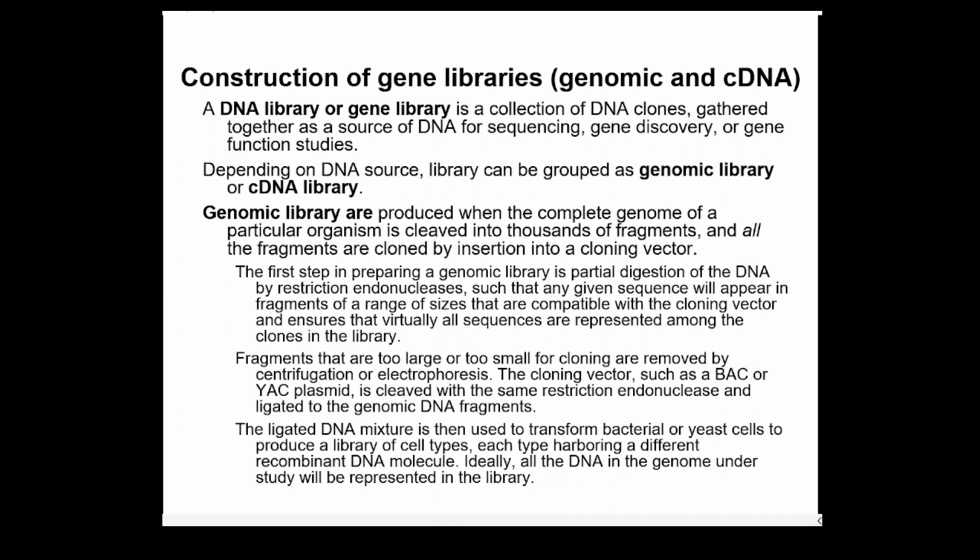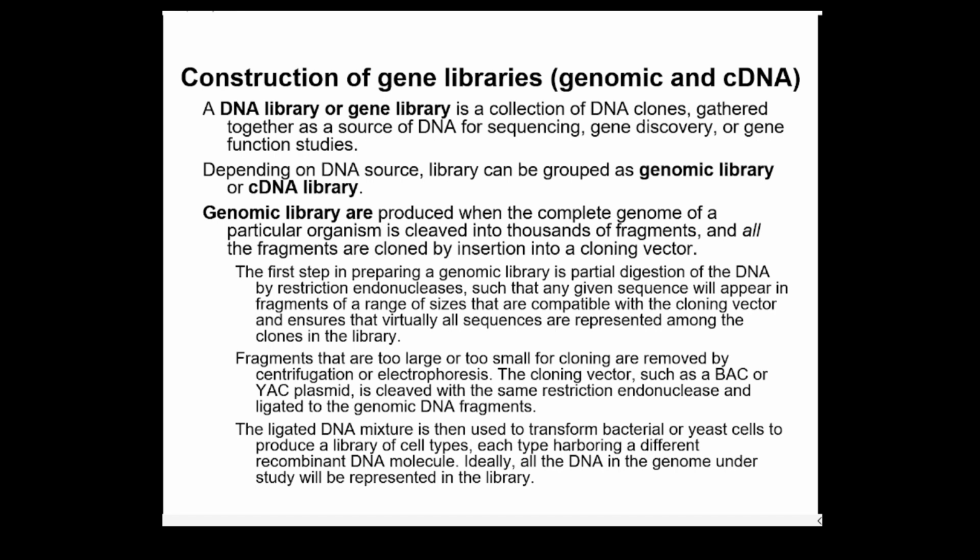The first step in preparing a genomic library is partial digestion of the DNA by restriction endonuclease, such that any given sequence will appear in fragments of a range of sizes that are compatible with the cloning vector and ensures that virtually all sequences are represented among the clones in the library.